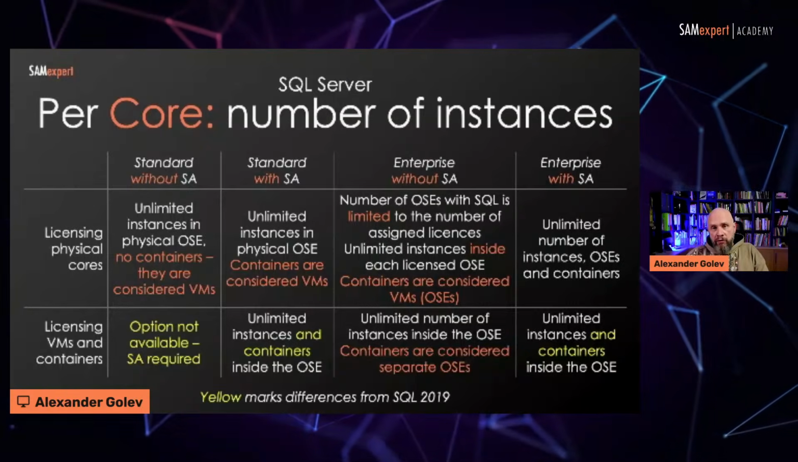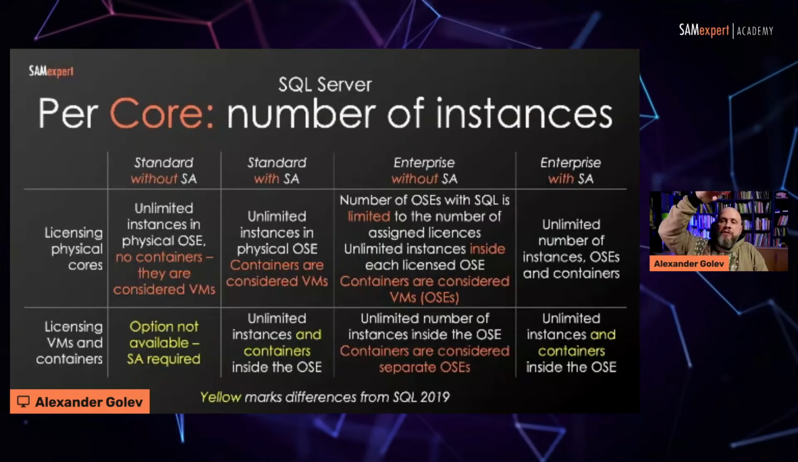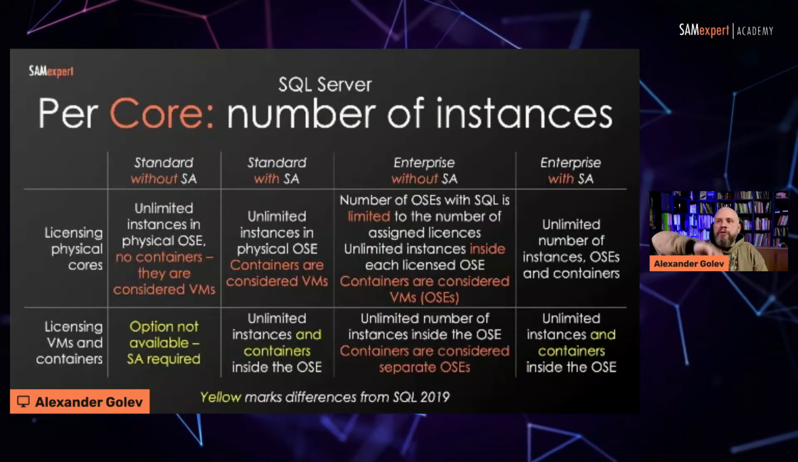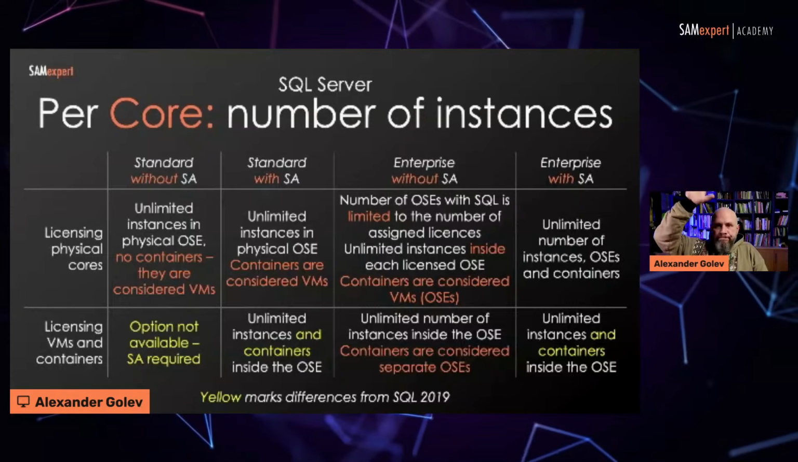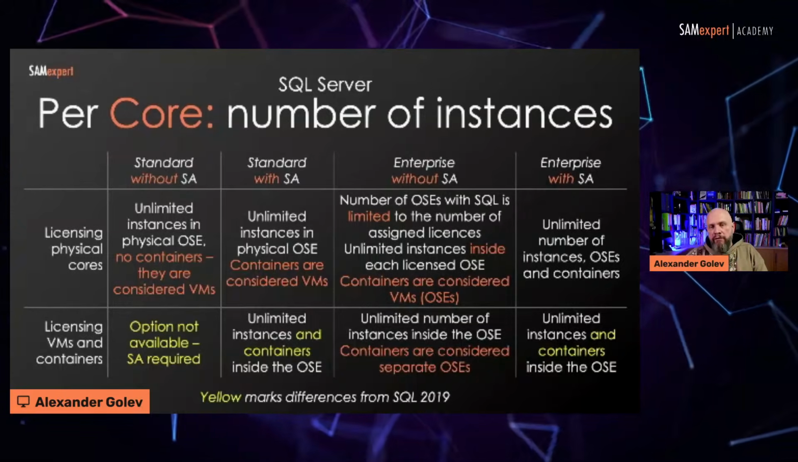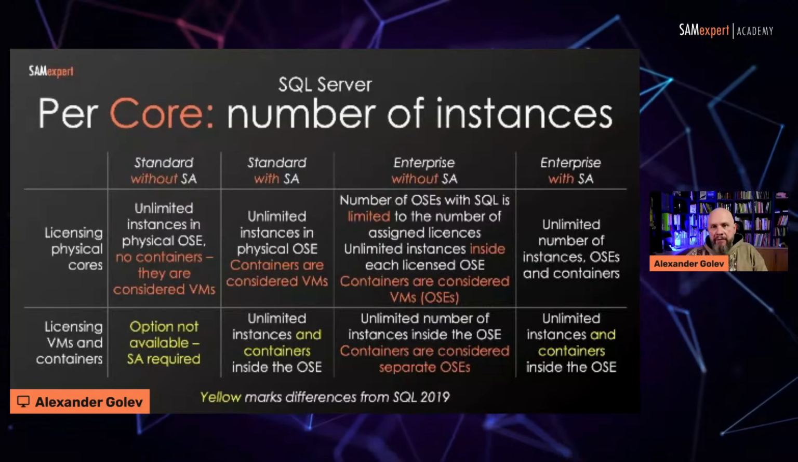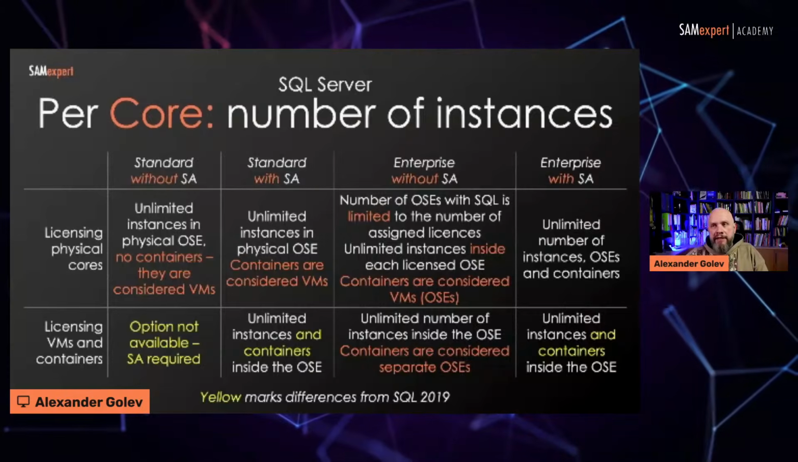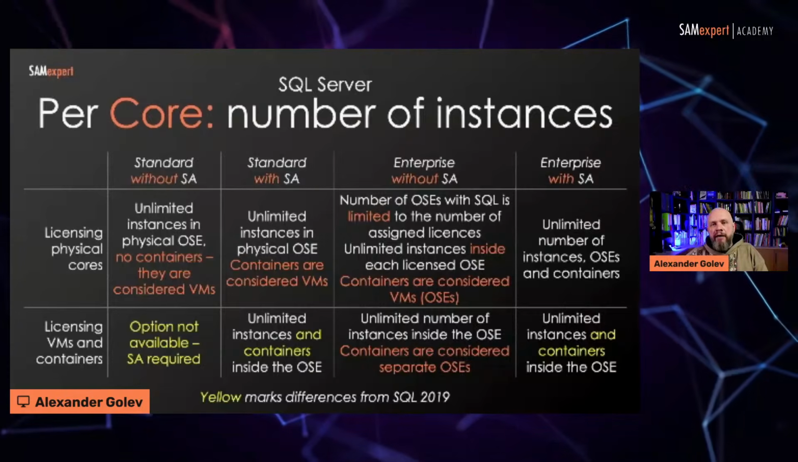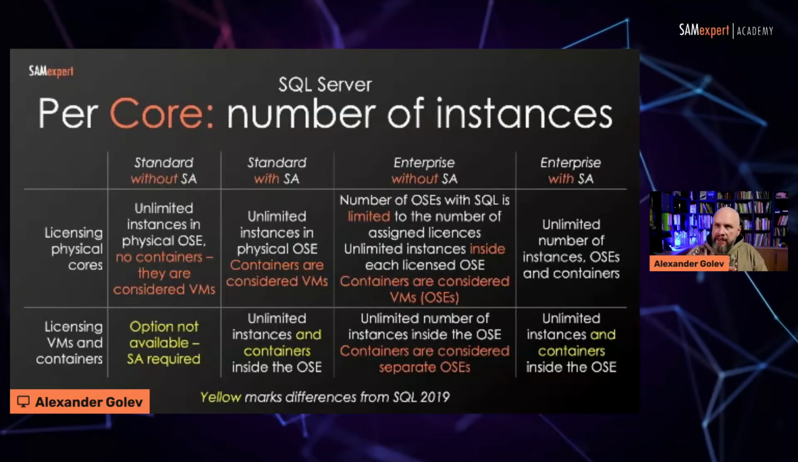If you license physical cores at the physical level, that covers all the instances inside the physical operating system, but no virtual machines, no containers. So only instances inside the physical OS. If you want to license containers, you must go per VM with core licenses. You must acquire SQL Server Standard licenses with software assurance. We're talking about SQL Server Standard instances.